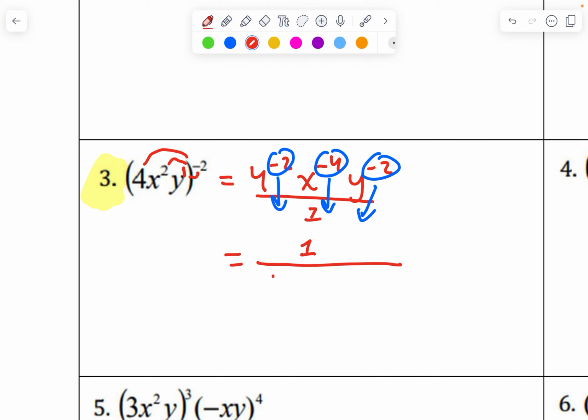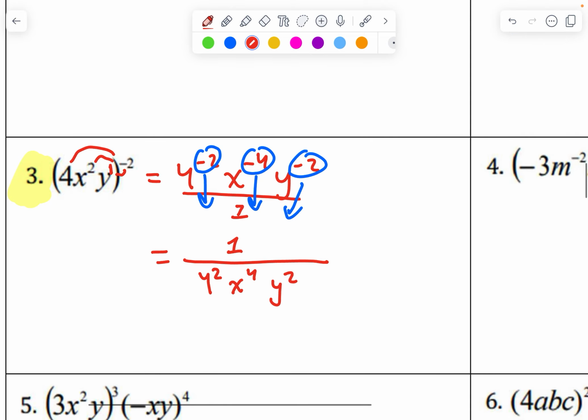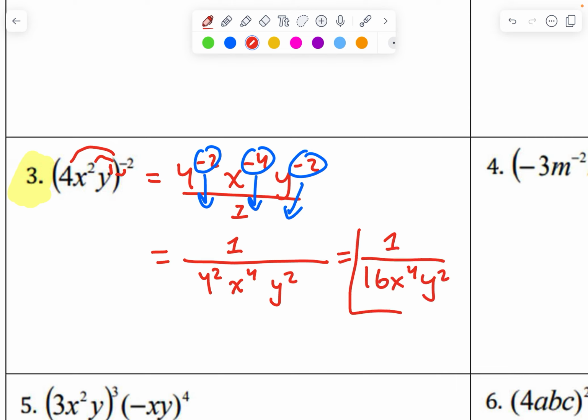So you have 1, you have 4 to the positive second now, x to the positive fourth, and y to the positive second. And the only thing you have to do is make sure to simplify all expressions that can be simplified, like 4 squared. 4 squared can be written as 16, so 16x to the fourth, y squared, and boom, that's done.